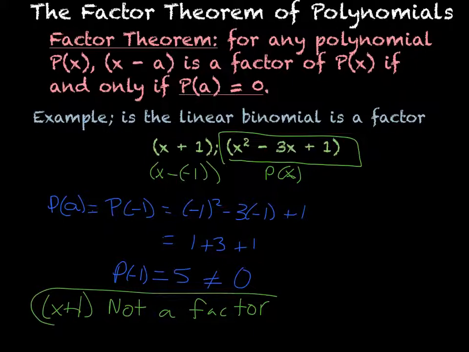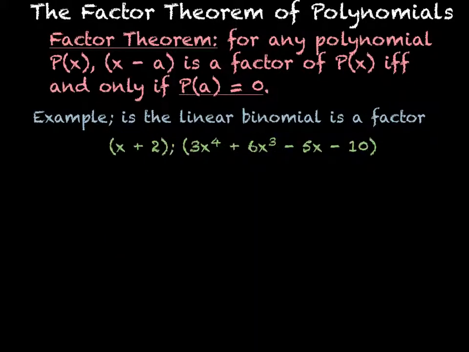So that's all you have to do. You plug it in. If it does not equal 0, then you just say it's not a factor. So let's do another example here. We have to switch our inside sign because it has to be of the form x minus something, so minus a negative 2. And my p of x function is 3x to the 4th plus 6x to the 3rd minus 5x minus 10.